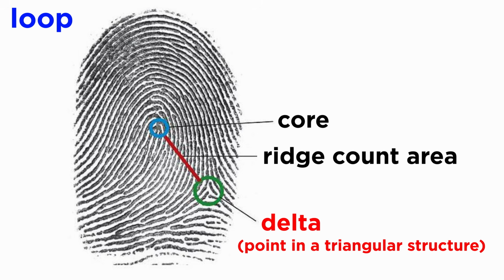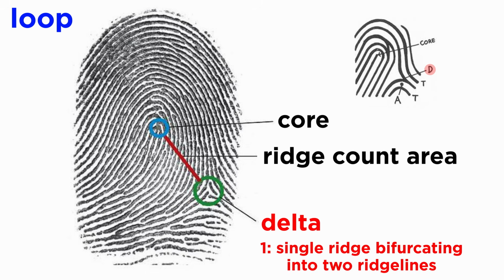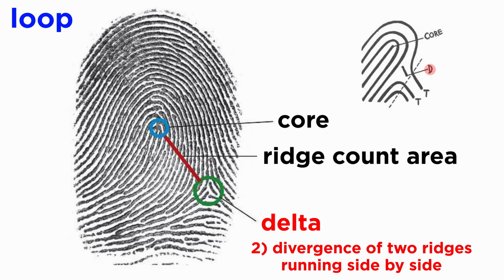It is a point that is situated inside a triangular or funnel-shaped structure, which is a result of one of two possibilities. One, a single ridge bifurcating into two ridge lines. Here, the point of bifurcation is taken as the point of delta. Or two, abrupt divergence of two ridges running side by side. In this case, the point of divergence of two ridges is considered to be the point of delta.